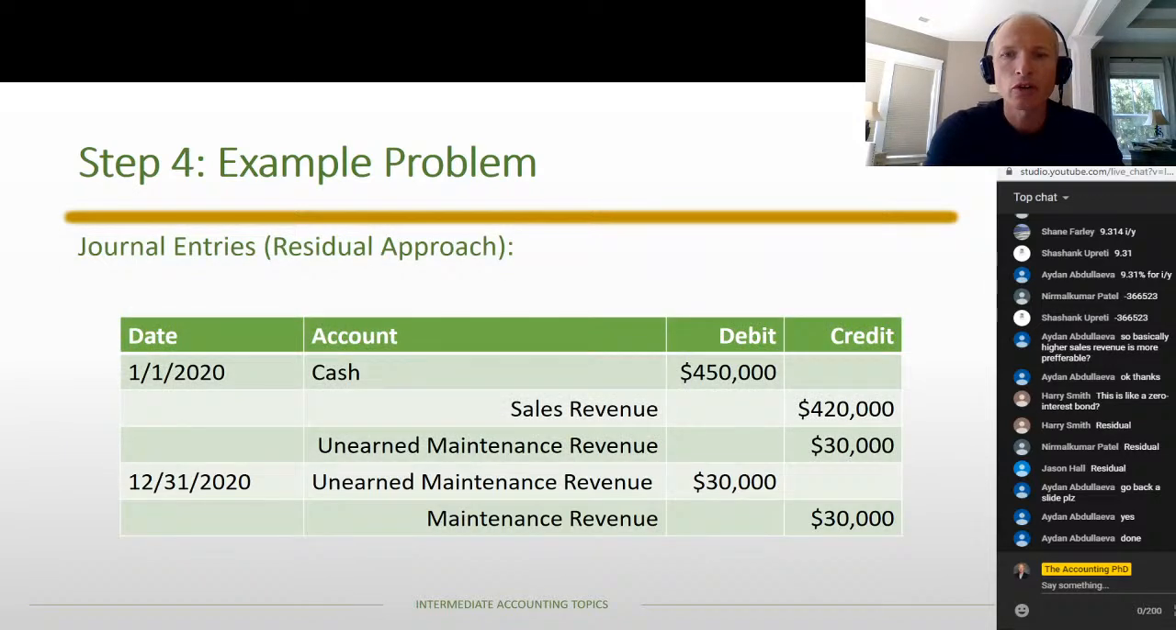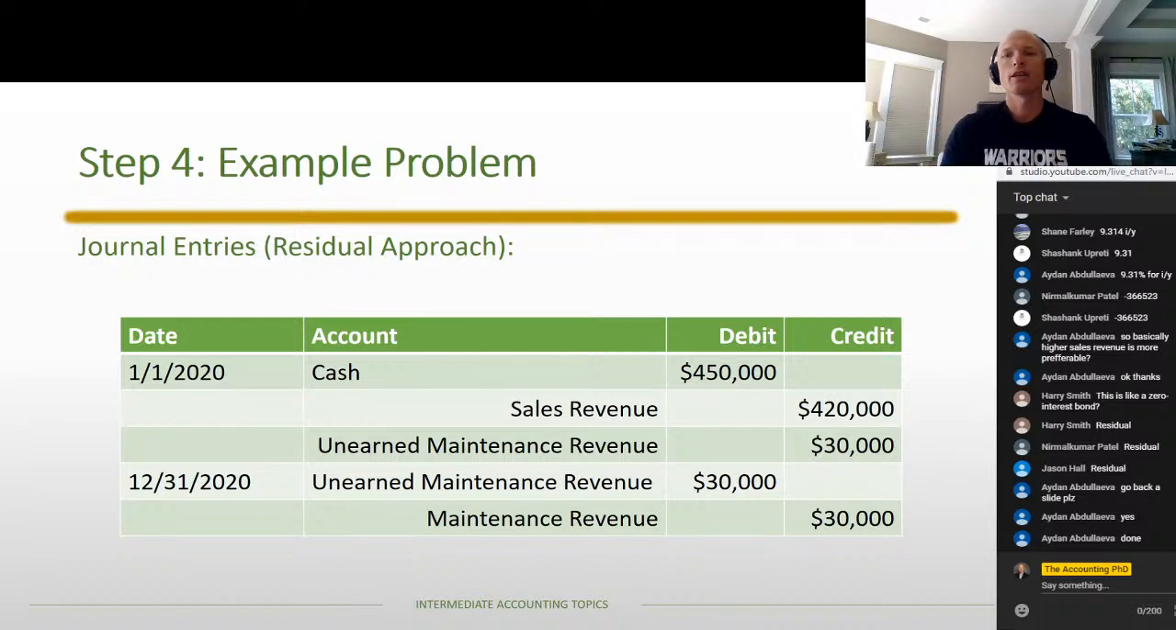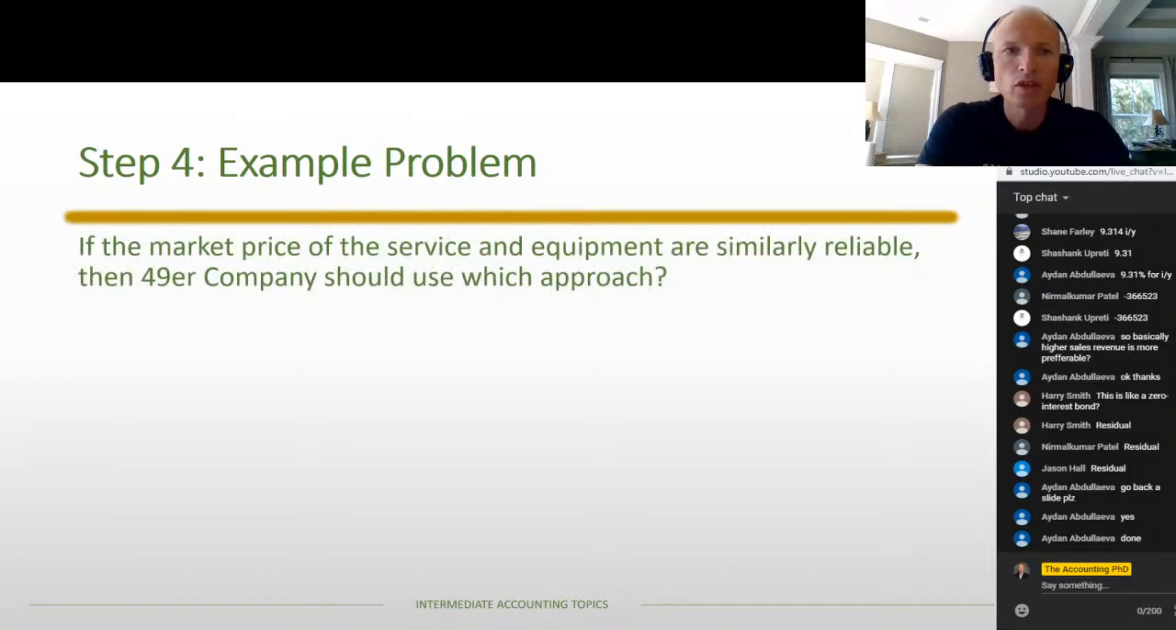All right, so there are journal entries. The cash, of course, is allocated, and then we recognize sales revenue immediately and recognize maintenance revenue as time passes. So now if the market price of the service and equipment are similarly reliable, then what approach should be used? So again, in the chat or out loud on your own, what approach should we use in this case?